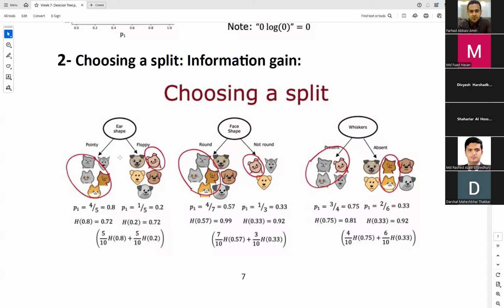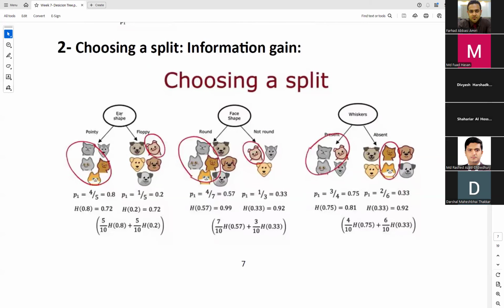For example, take a look at this first example. We don't know whether to split the data on ear shape, face shape, or whiskers, right? To choose one, you need to calculate the entropy and then obtain the information gain, how much the entropy could be reduced. Then you can choose one among these three features as a starting point on a root node or the other nodes, right?